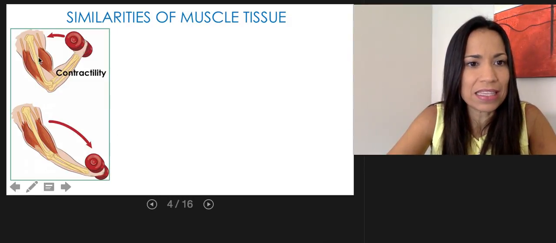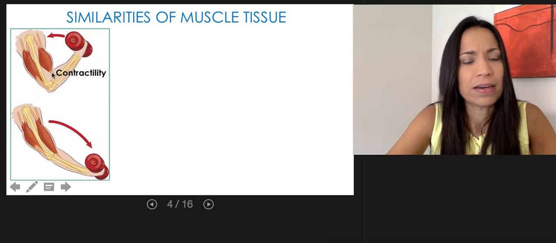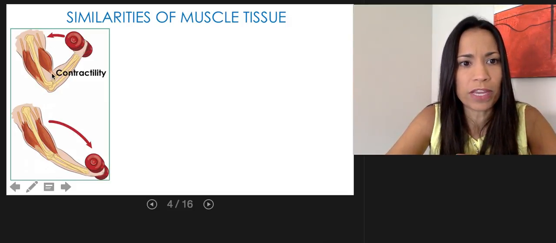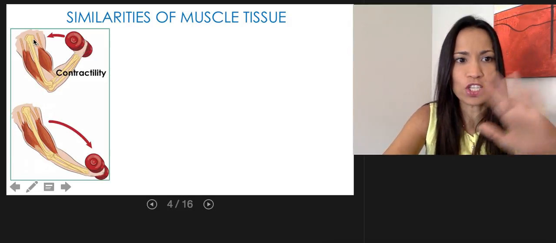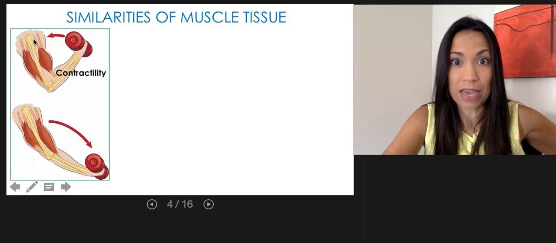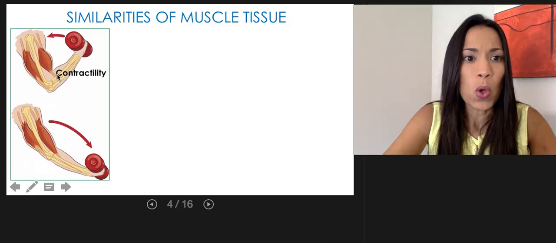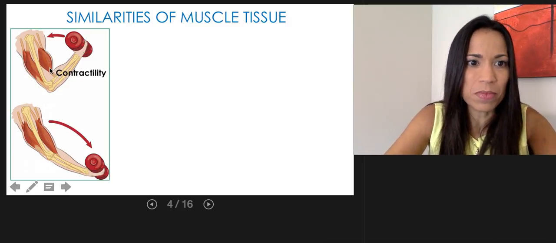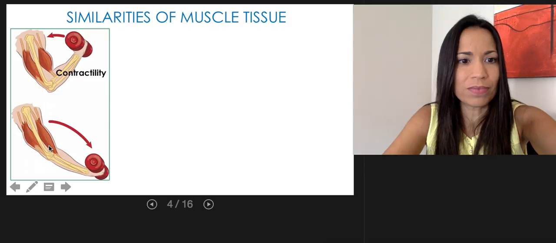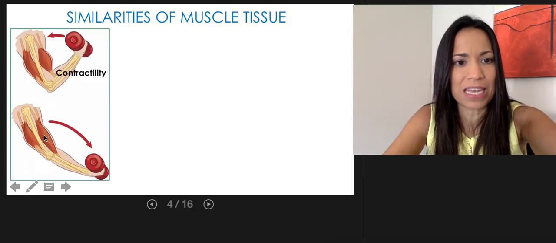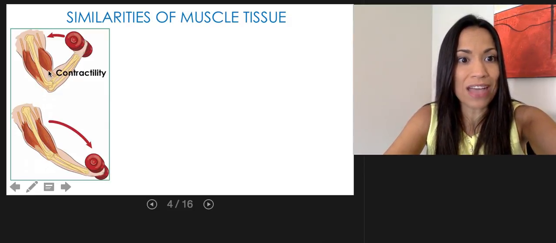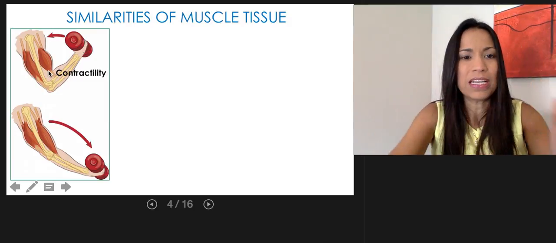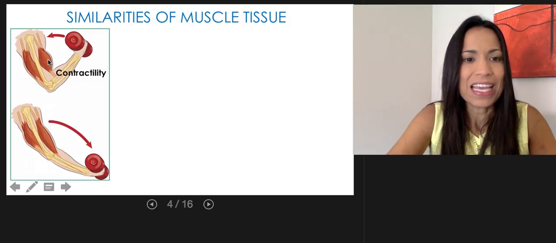And we can see in this example, we have the biceps brachii, the muscle of your brachial region that attaches, one end on the scapula, the other end on the radius. So when we contract that muscle, this is the original, not the original length, but it's something like this. When we contract that muscle, we make it shorter and bulky.